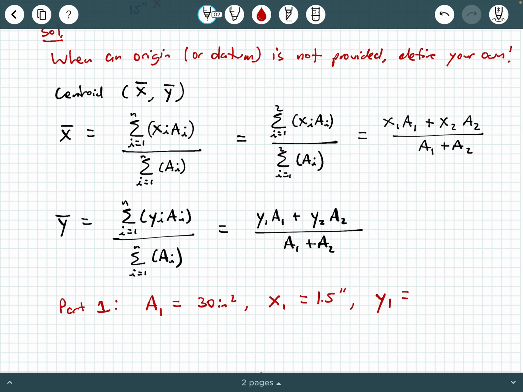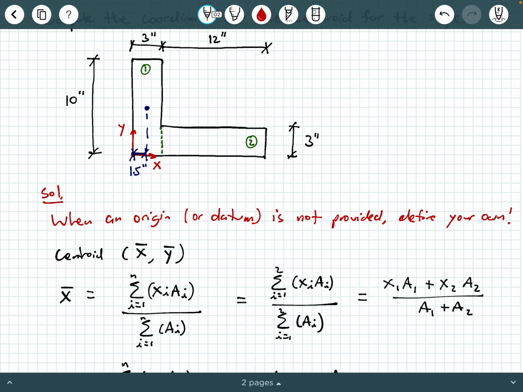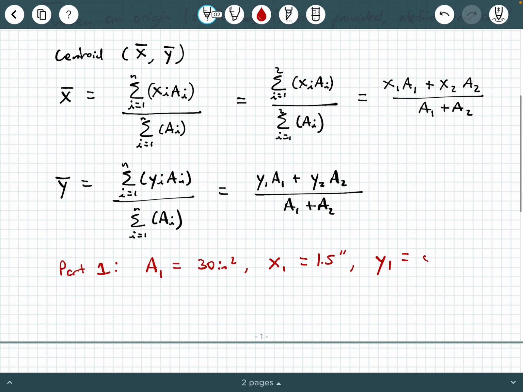What about Y1? Well, again, Y1 is this height right here. My Y1 is going to be the distance from the origin up to the centroid of part 1, which is half of 10. So that's going to be 5 inches. I'm going to say here Y1 is 5 inches. What about part 2?